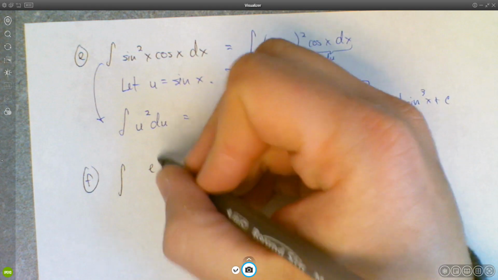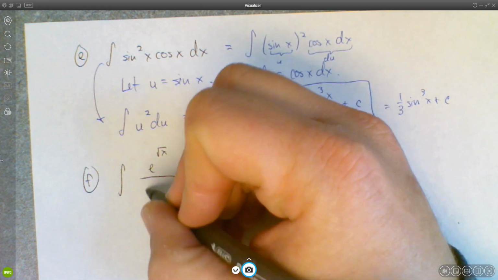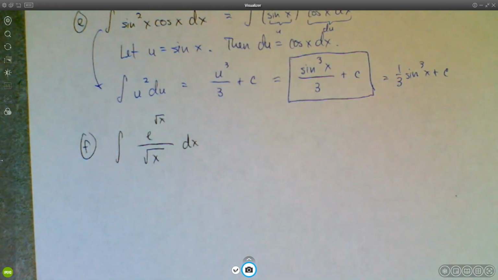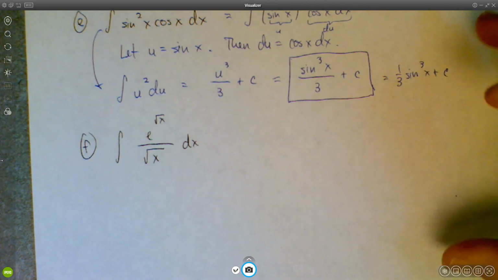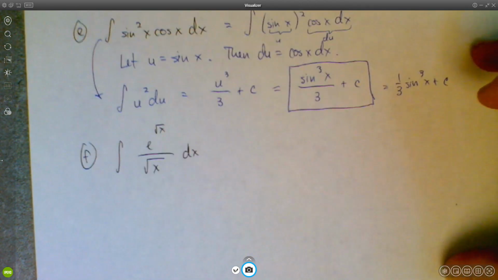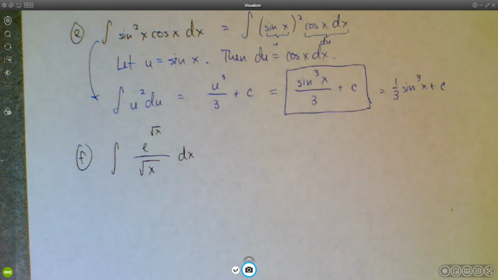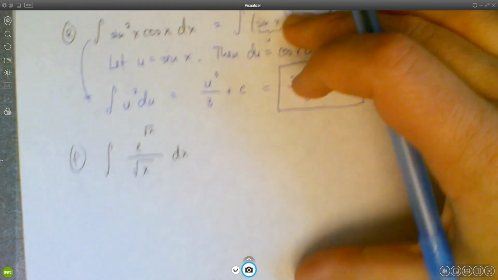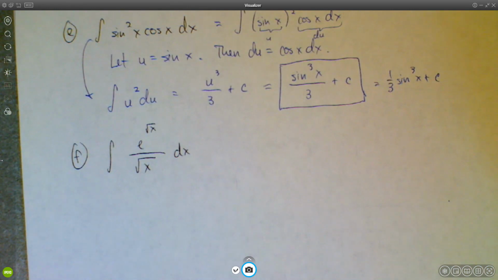Let's do the integral of e to the square root of x divided by the square root of x dx. Okay, so this is the first one I've come across so far that I haven't really known what to do at first glance. That's just because I'm experienced at this, right? But this one I'm not exactly sure. Oh, I think I've got it.